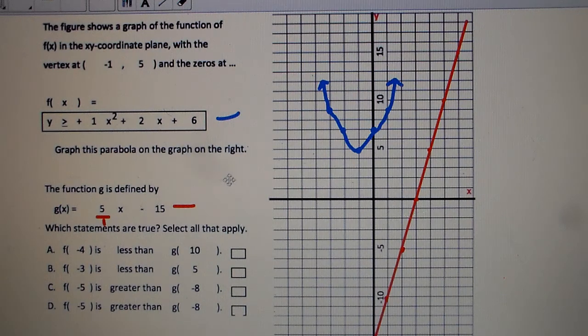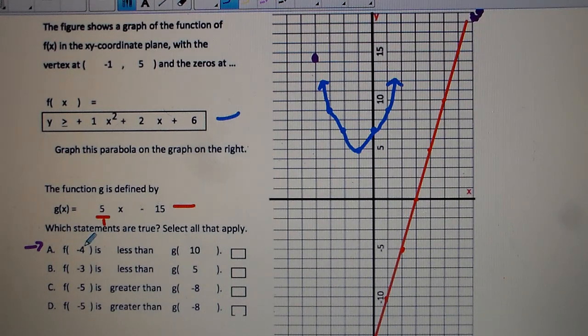Now we got to compare some scenarios, which I'll do in purple. So looking at scenario A, we want to see if statement A is true or false. So f of negative 4. Well, the f function refers to the blue one. So when x is negative 4, 1, 2, 3, negative 4, it looks like the arrow's pointing around here. So is that purple point going to be less than g of 10? Well, g refers to the red line. And when the red line is at 10, which is way off the graph, it's all the way up here.